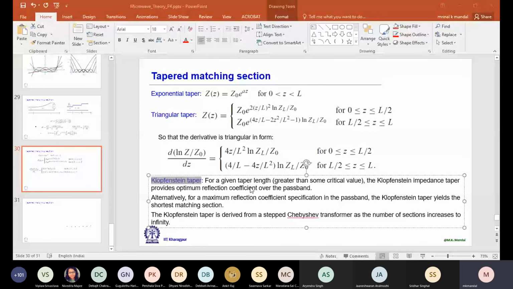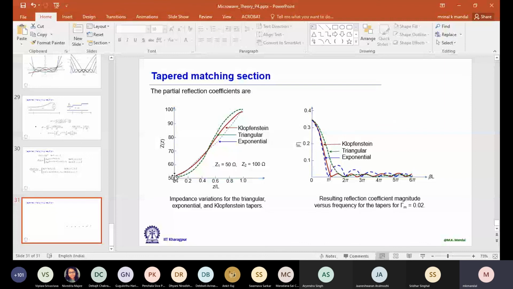This Klopfenstein tapering we are not going to derive, even though it is a very old technique, but it's still there, and we don't have anything better than this till this point. He actually started from the Chebyshev transformer, and then finally derived the expression. So it yields the shortest matching section. Now let me compare different sections.